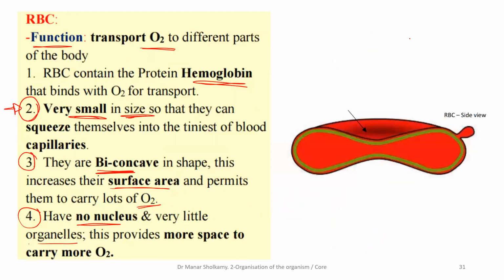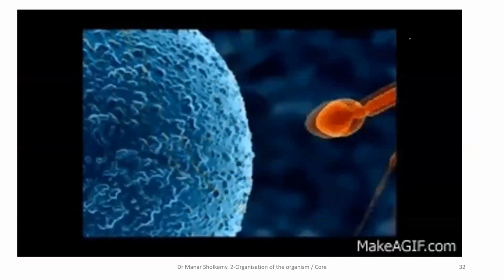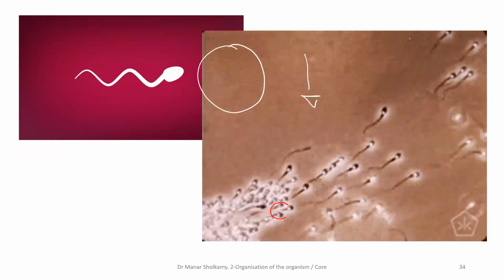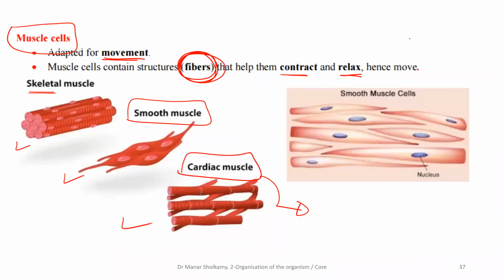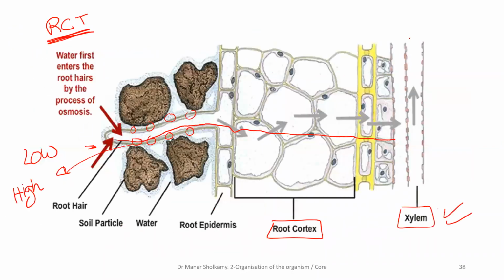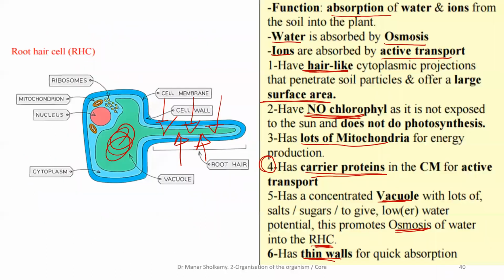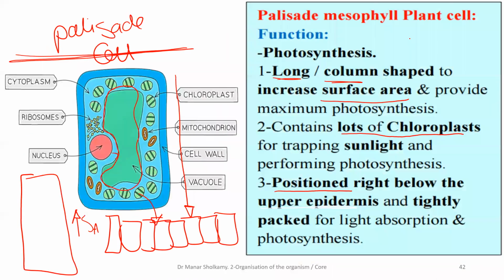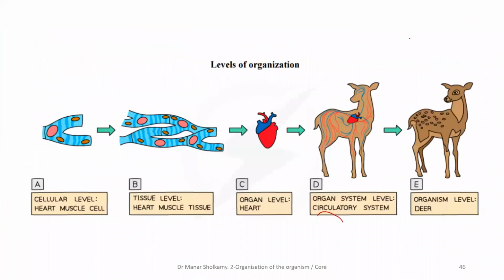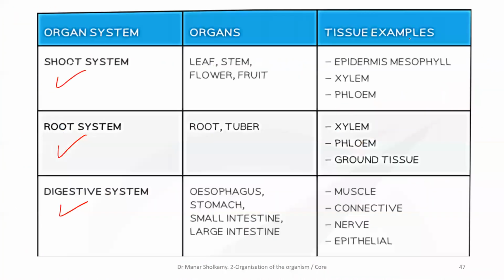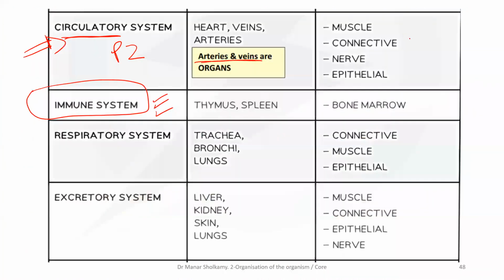Red blood cells, you need to know the shape. The nerve cell, sperm, egg, fertilization. Muscle cells, you need to know they have lots of fibers that help in movement. Root hair cell, you saw questions in paper 2 over the root hair cell. Ahmed Zaki, you have a question, my dear? Xylem, plant cell, the levels of organization, the different tissues in animals and plants. I don't think I forgot anything. Any questions?